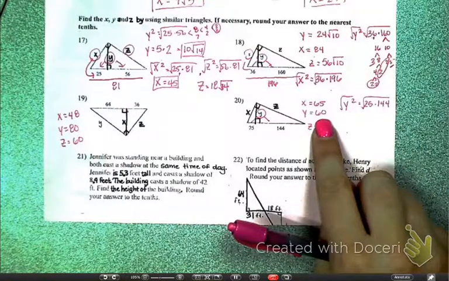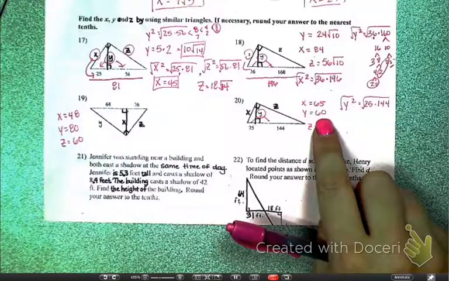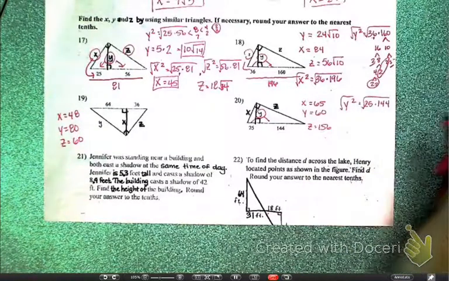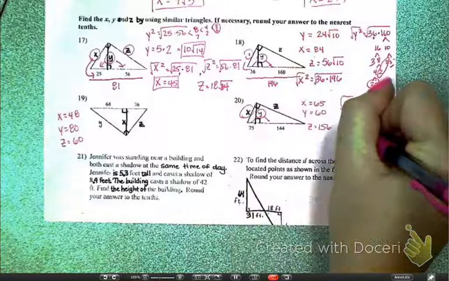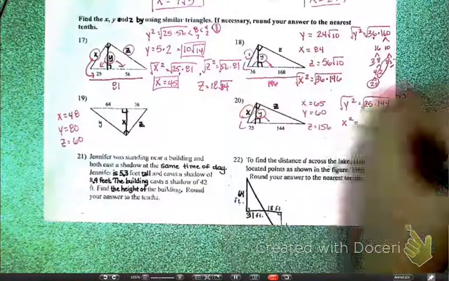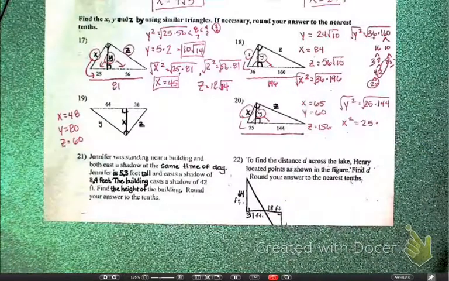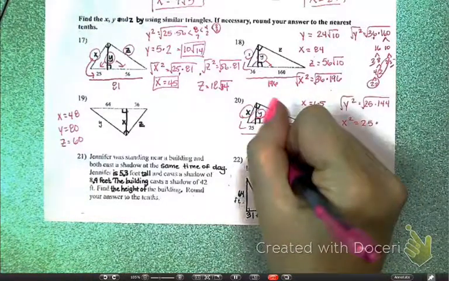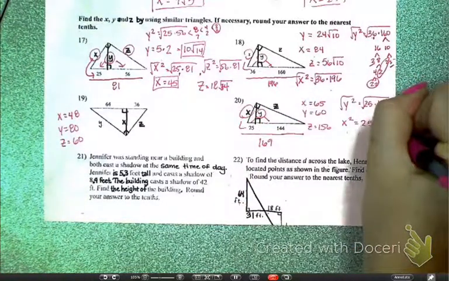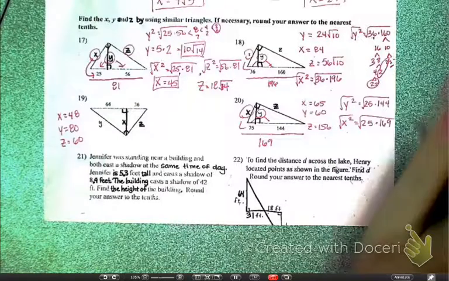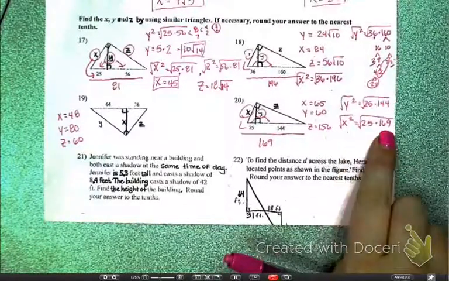Can you do a y on 19? Any other ones on 20 while we're here? X for 20? Okay. So x is my leg. So x squared equals 25 times, what's the entire piece? 169. When I take the square root, 25 is 5. Square root of 169?